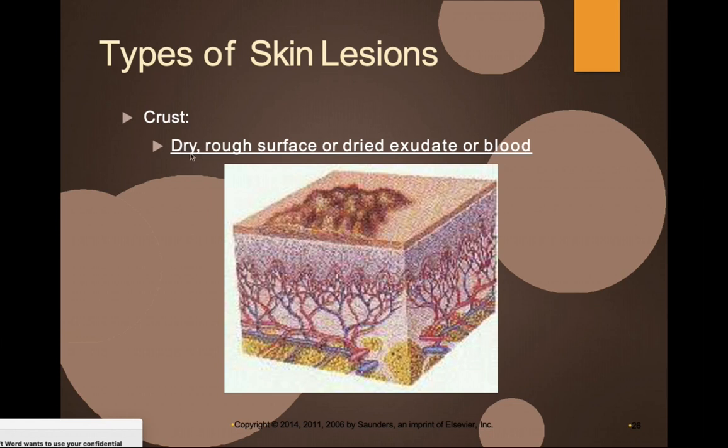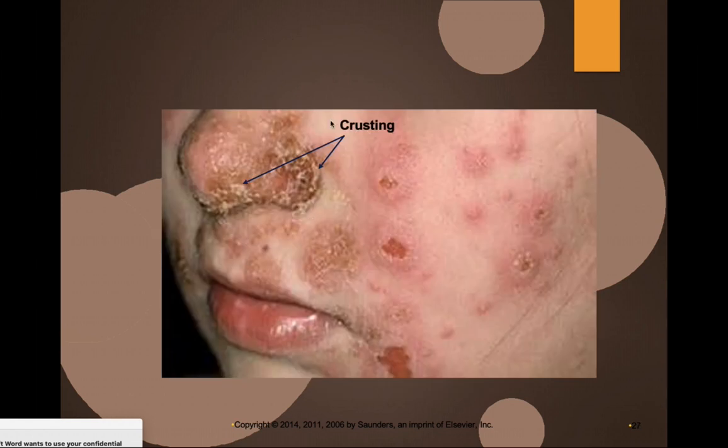Then we have crust. This is a dry, rough surface, and it was at one point exudate. Could be a little blood that's just dried up, so we refer to that as crust. This is crusting here around the nose.